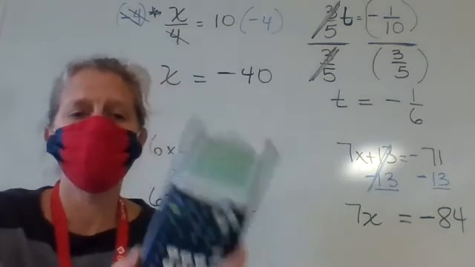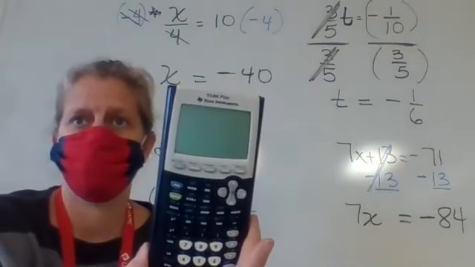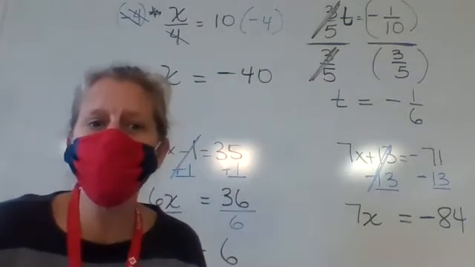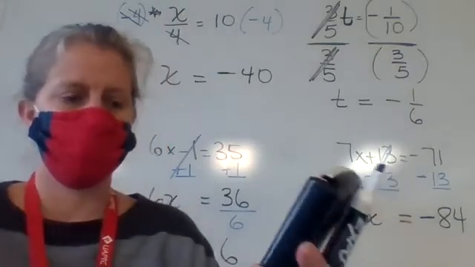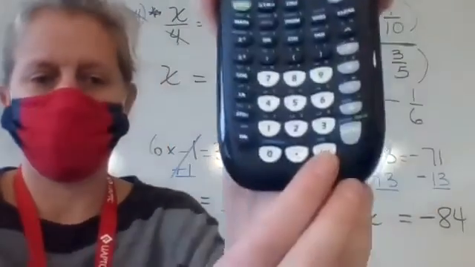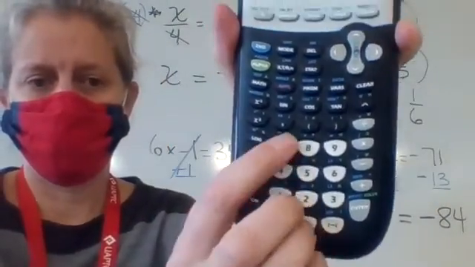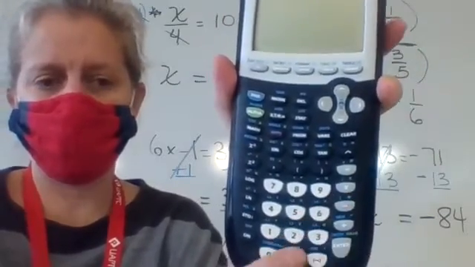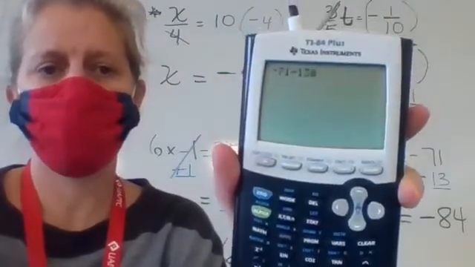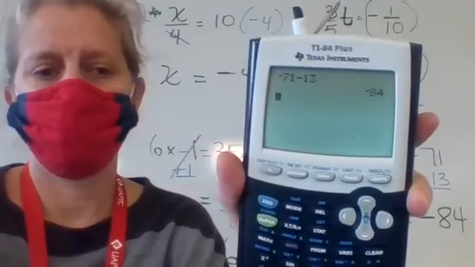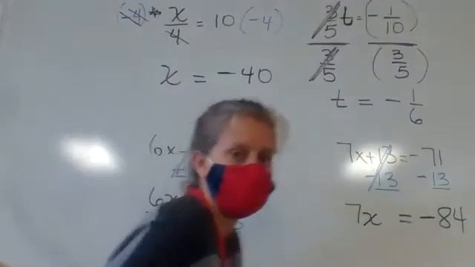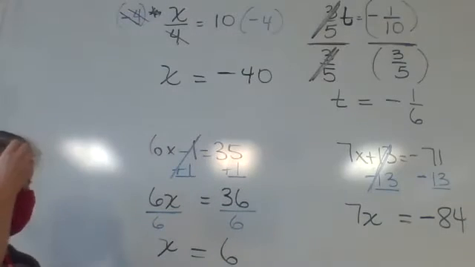Or punch that in. What would I tell my calculator? Negative 71 minus 13. Negative 84.